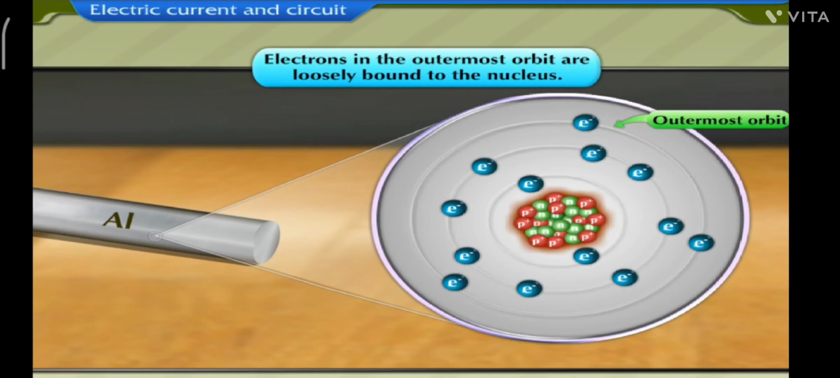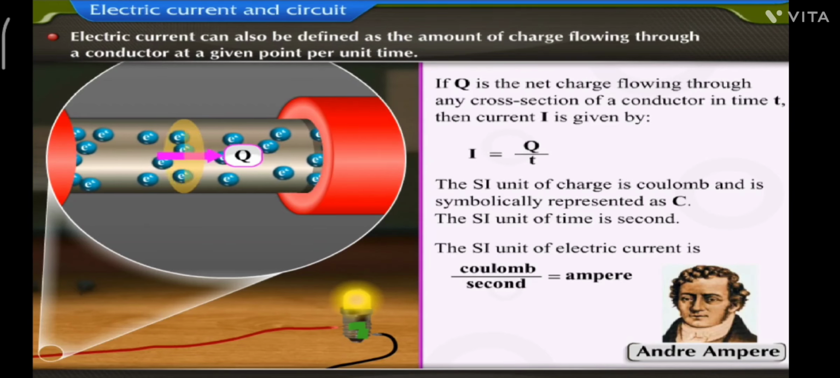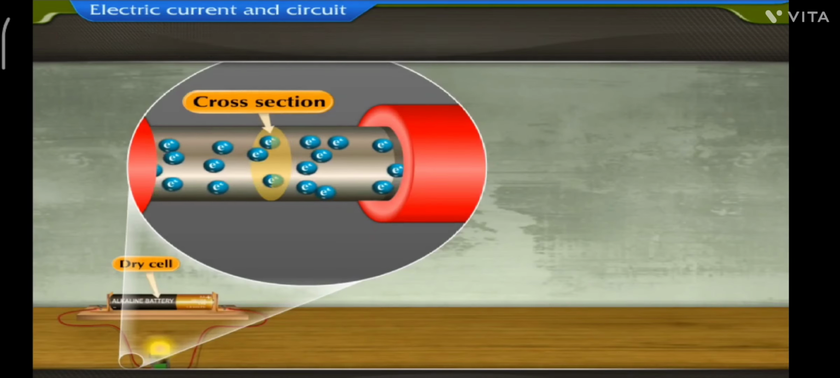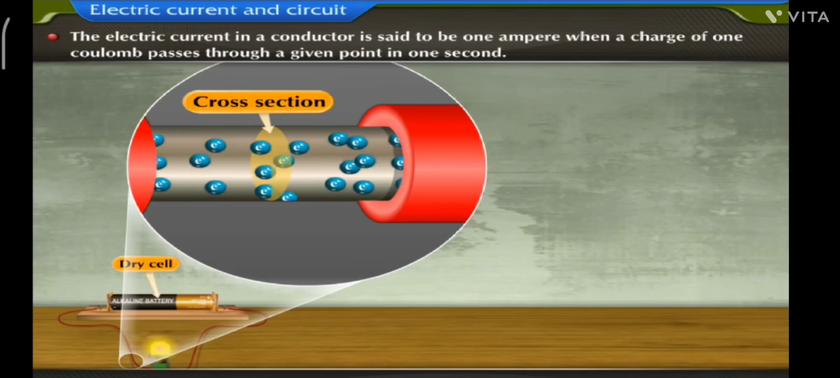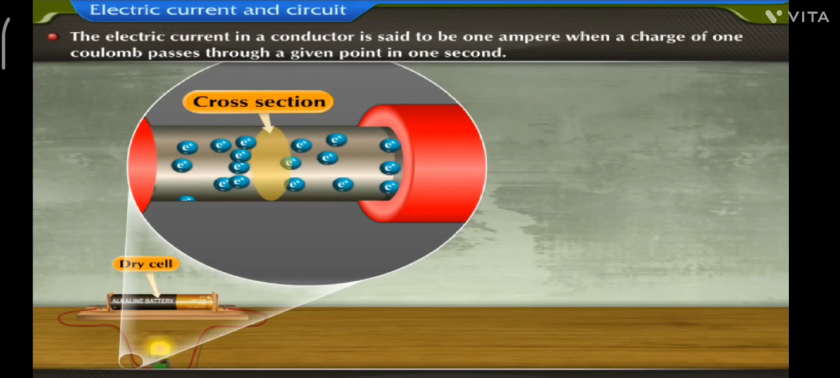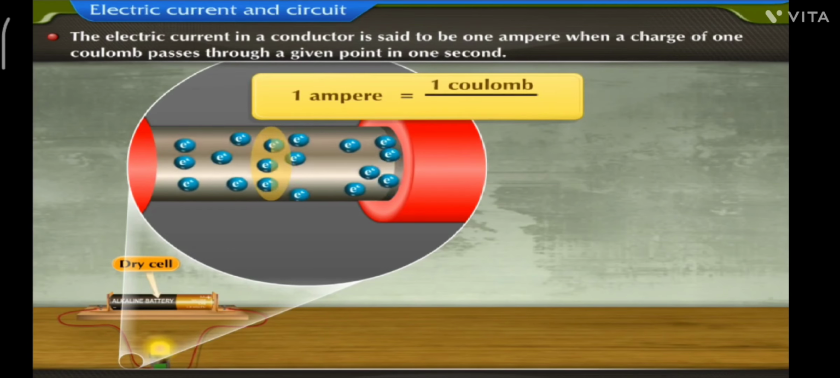Hence, the SI unit of electric current is coulomb per second or ampere, which is named after French physicist André Ampère. The instrument used to measure current is called an ammeter. The electric current in a conductor is said to be 1 ampere when a charge of 1 coulomb passes through a given point in 1 second. That is, 1 ampere is equal to 1 coulomb per 1 second.